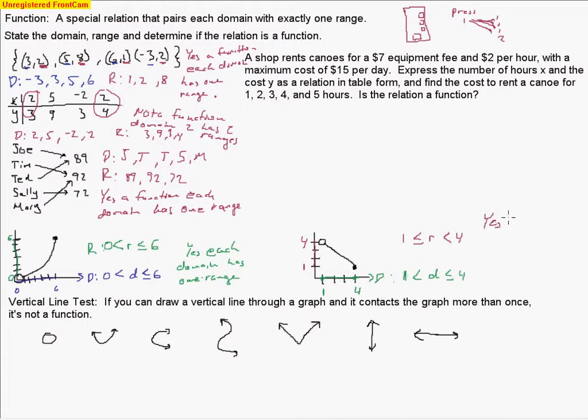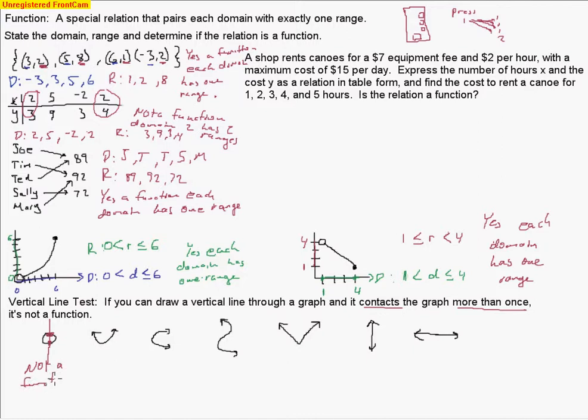Yes. And the reason is each domain has one range. And since we're talking about these graphs here, there's a quick test for graphs to tell whether it's a function or not. It's the vertical line test. The vertical line test works where if you draw a vertical line, like let's take this one here, and you pass through the graph, and if it contacts the graph more than once, like here, it contacts here and here, it's not a function.